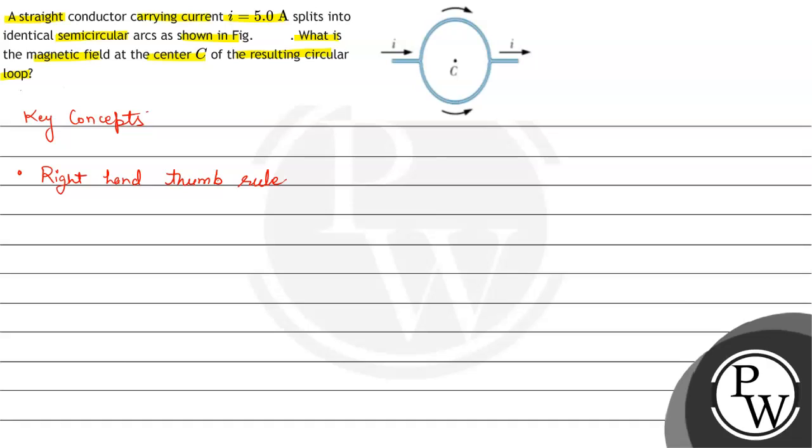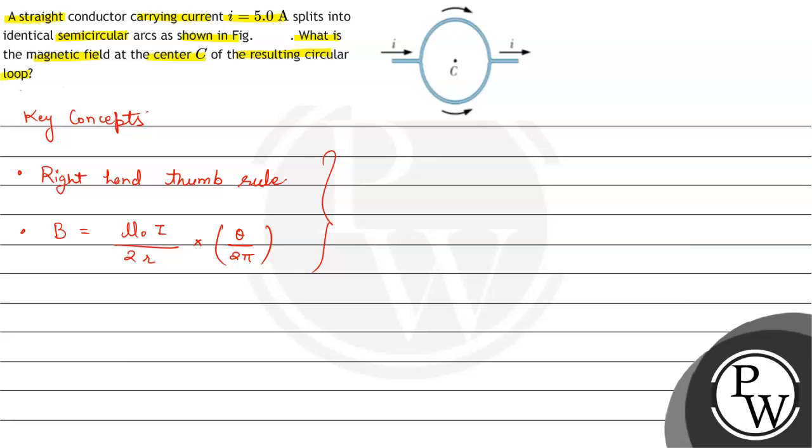And the second key concept is the formula for magnetic field around an arc. So B, the magnetic field, is given by mu naught I upon 2r into theta upon 2 pi. Here theta is the angle of the arc in terms of radians. Now keeping these two in mind, let us find the solution.